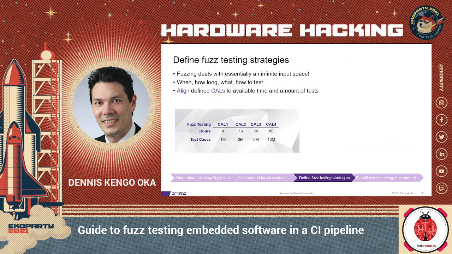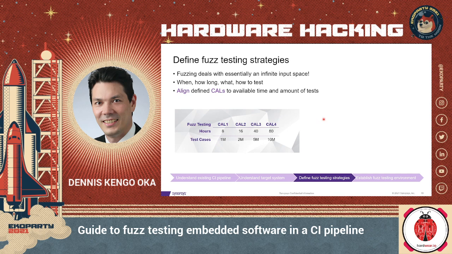In our next step, we have to define the fuzz testing strategies. It's important to note that fuzz testing is a negative test approach, so there's essentially an infinite input space. And we have to decide how to test, when to test, how long to test, what to test, and how to test. One way to help us answer those questions is to use the CALs that we just defined on the previous slide. With the CALs, we can then align the available amount of time for testing to the different CALs.